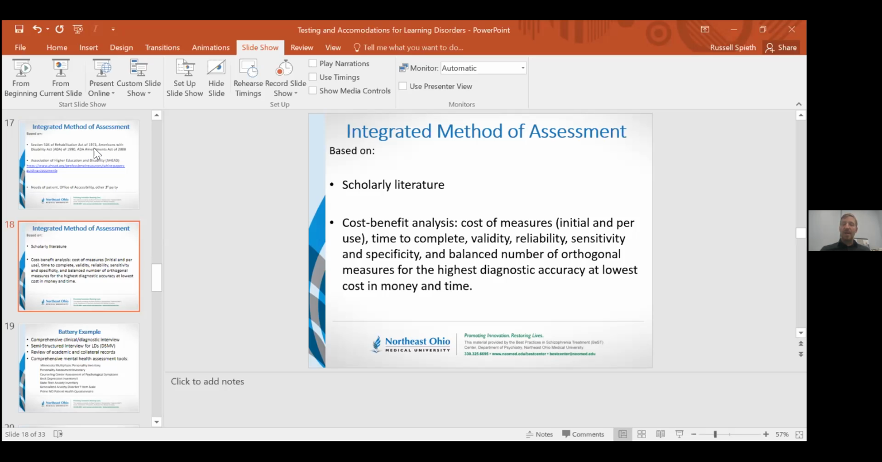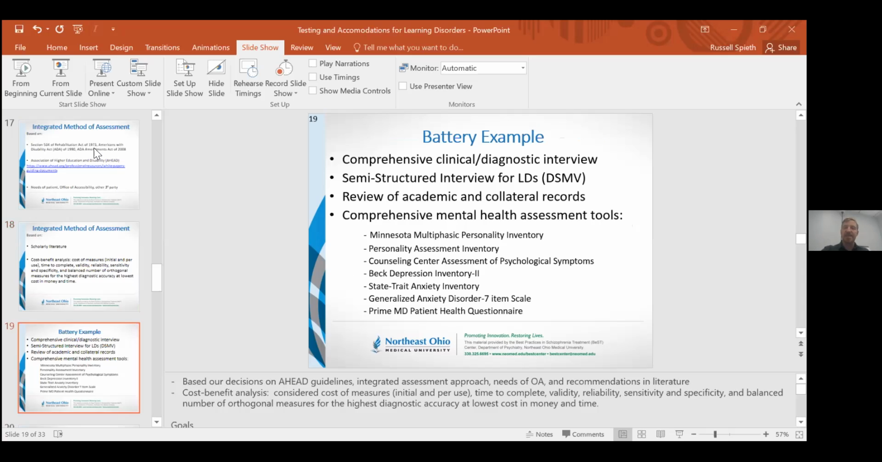But what you really want to do is use multiple measures that tap symptoms across that issue. So a balanced number of orthogonal measures. So you're wanting to do a few measures that are tapping the same thing. For example, if you're concerned about a reading disorder, you're going to do a number of different tests around reading, as well as ruling out some other things, right? So what's a typical battery example? And this is considered best practice.